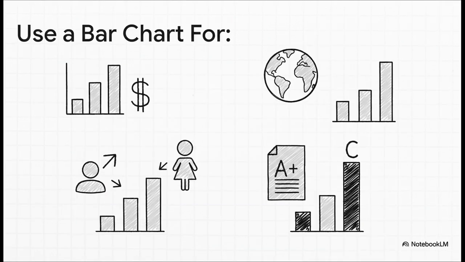So when do you pull this tool out of the toolbox? Well, think anytime you have distinct, separate categories. You're comparing sales figures between the North, South, East, and West teams. Perfect. Or you're looking at population numbers for different countries. You can even use it for things that aren't numbers, like school grades, A, B, C, or gender, to see how many fall into each bucket.